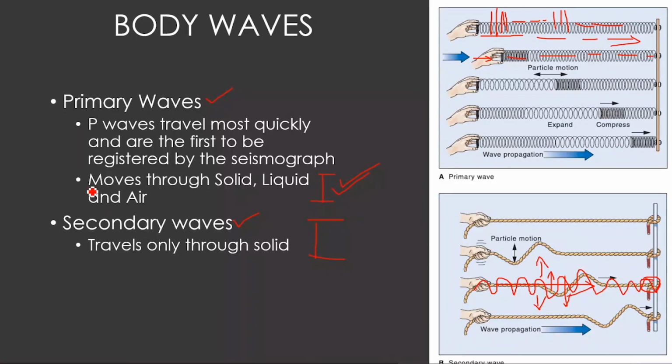And the second thing we have to note down is that primary waves, or P waves, can travel through all different media, whether solid, liquid or air. But secondary waves can only travel through solid media. The waves originating from the rupture of a rock we classify as body waves, and these body waves are of two types: primary waves and secondary waves.